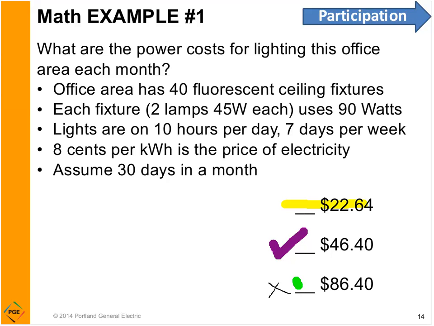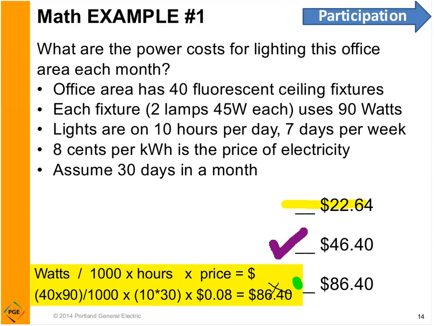Well, it looks like we have several different kinds of answers here. Let's see how I did the math here. So I said that the watts were 40 fixtures at 90 watts each. So there's my wattage. I divide by 1,000. My hours are 10 hours a day for the full 30-day period. So it's 300 hours again. At 8 cents gives me 86.40.